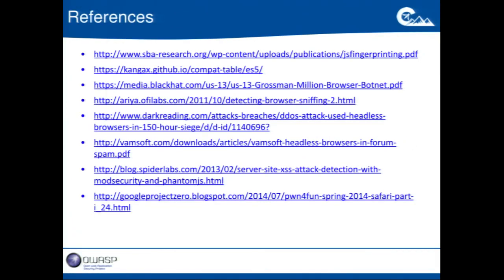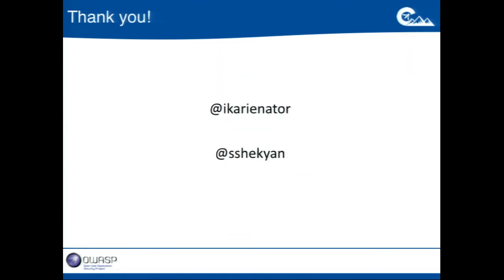Yeah, here are some references that we used in our slides, and that's pretty much it. Any questions? So I know that Phantom has some issues with 302s. Have you guys used that for detection?